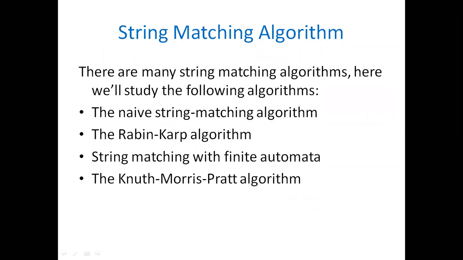There are many string matching algorithms. Here we will study the following algorithms. First one is the naive string matching algorithm. Second is the Rabin-Karp algorithm. Third is string matching with finite automata. And last one is the Knuth-Morris-Pratt algorithm. Today we will cover only the first algorithm, that is the naive string matching algorithm.